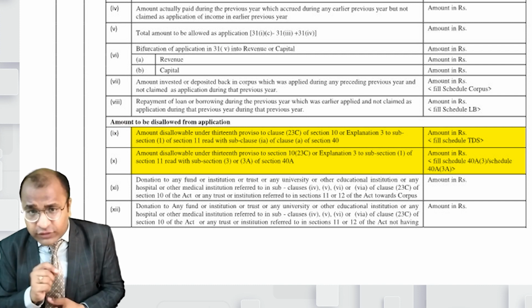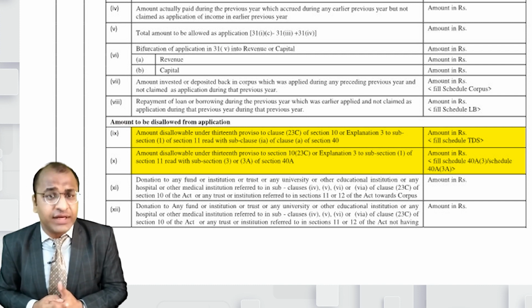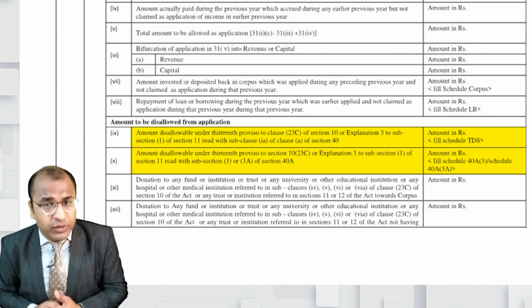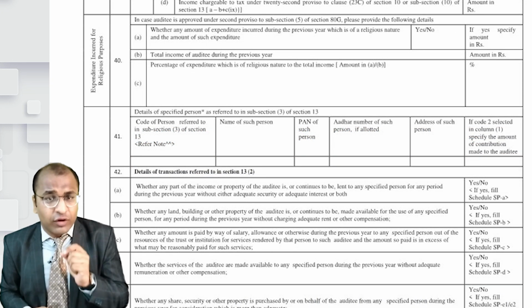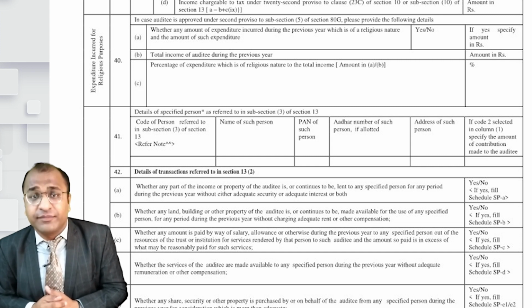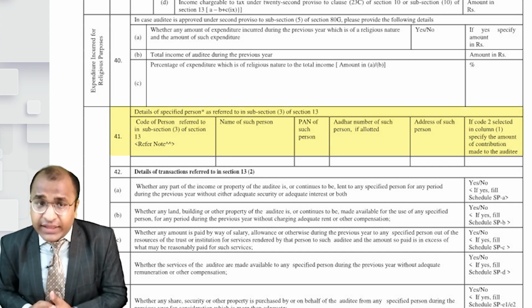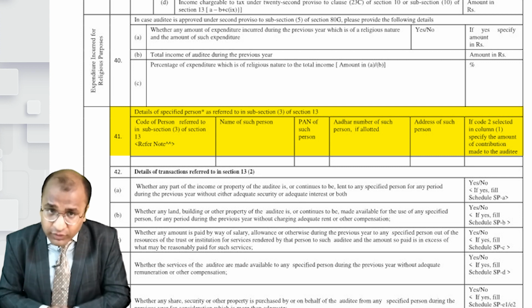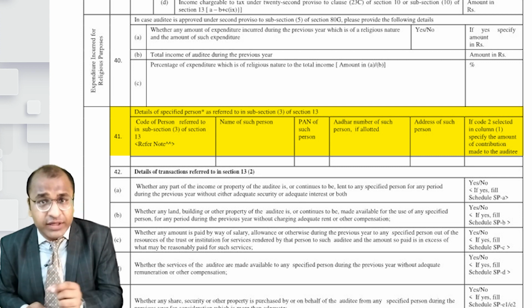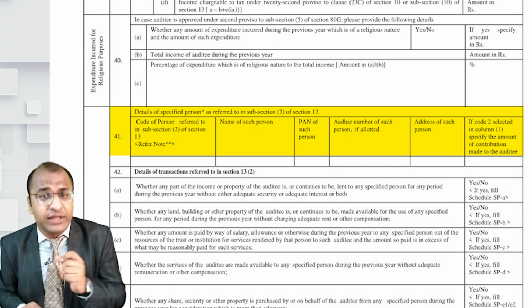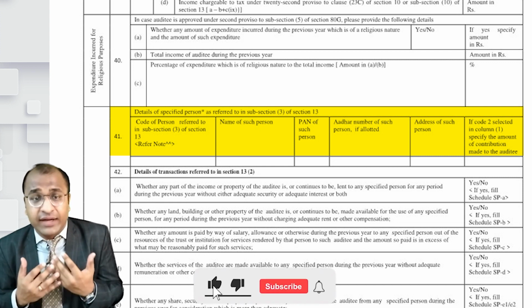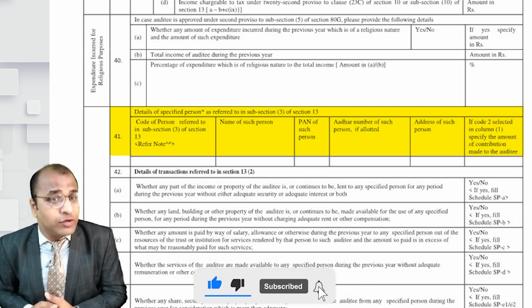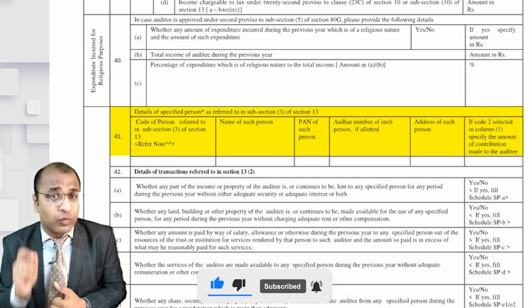Even the sources of application which form part of the ITR 7 have to be now reported in new form number 10B. The information of transactions with the specified persons was also there in the old form. However, the clauses have been made more specific and informative, such as the PAN of such person, the details of the property, and many more, which are now required to be filled in the schedule provided.